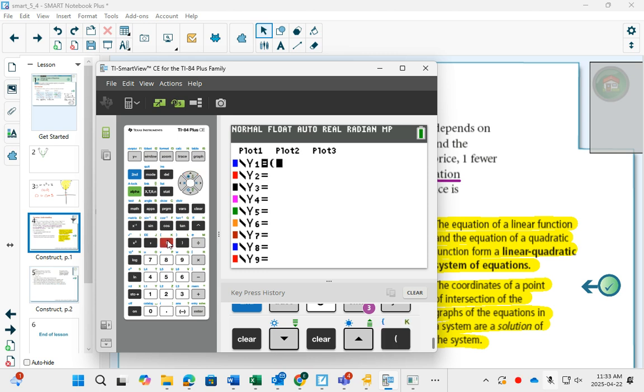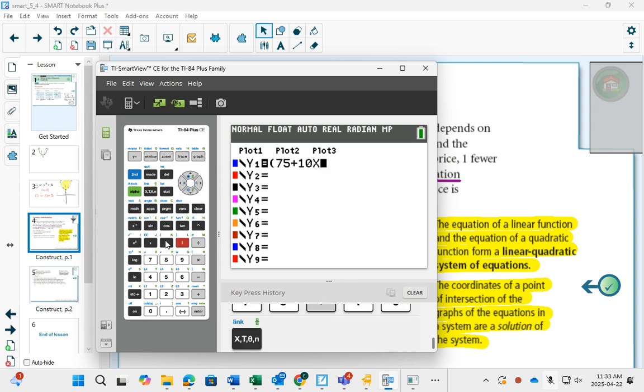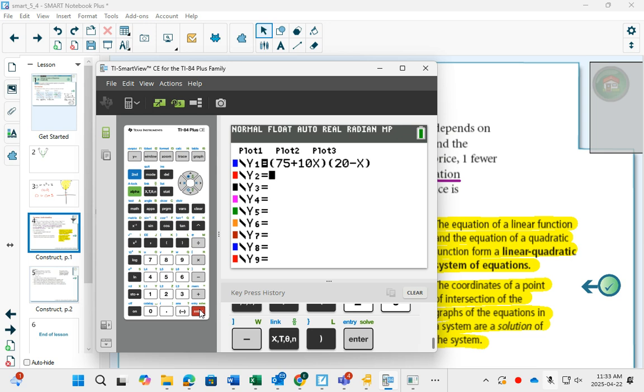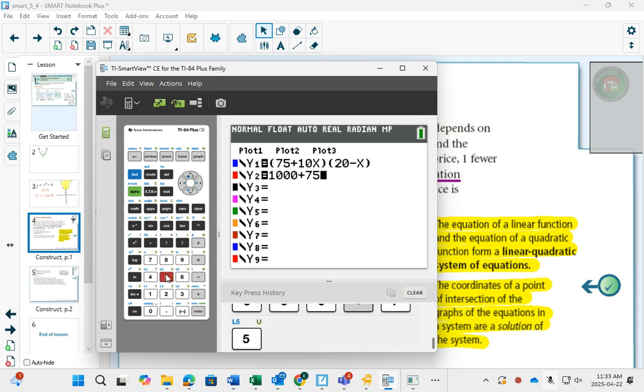So, I'm going to put a set of brackets. What's the first bracket there? 75 plus 10x. Close that bracket, and then it was 20 minus x. The second one, that's my parabola. And my second one was 1,000 plus 75x. And we know that the top one is a parabola and the second one is a line. So when we hit graph, we're going to want to see a parabola and a line.